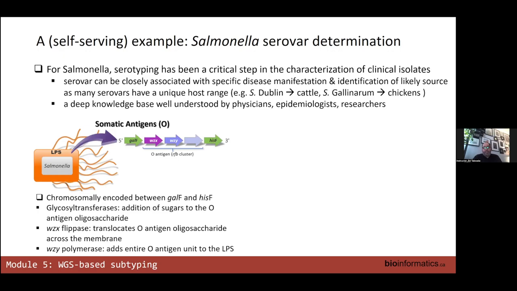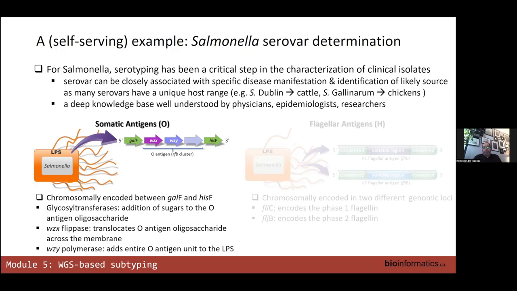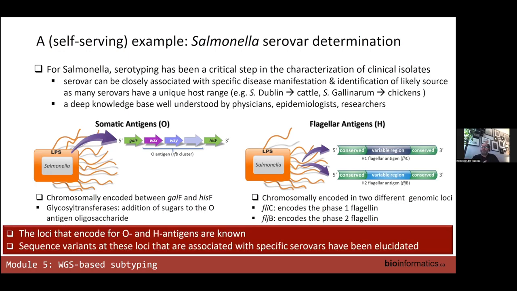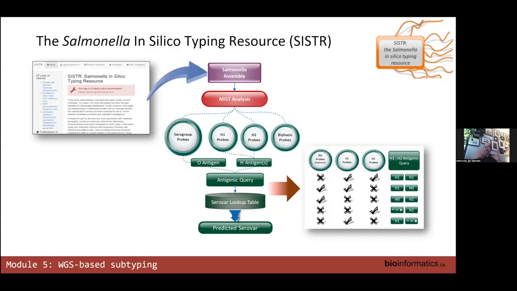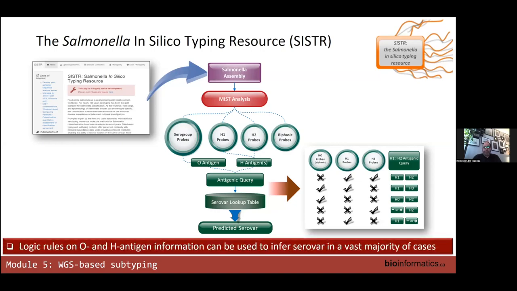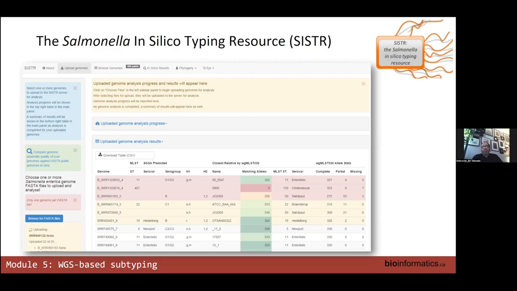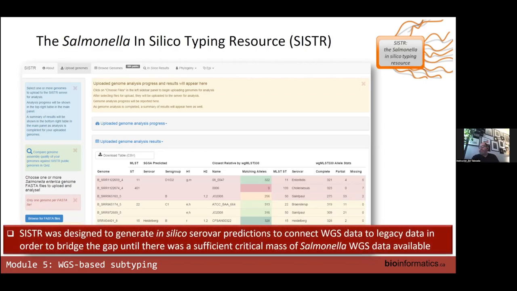And from an in silico typing perspective, we know the O antigens, the H antigens, and we know specific sequence variants that lead to differences among the different serovars. If you put this all into a decision tree type scenario, the logic rules can be used to infer serovar in a vast number of cases. Maybe not some of the weirdos where we don't have a lot of whole genome sequence data, but for the big ones that cause a lot of disease, those can be predicted very easily. At the time, we developed this tool called SISTR. The plan was, we'll do the serovar predictions as a matter of course. Isolates are being sequenced, we will perform the in silico prediction and it will be there, because people still want to know serovar.